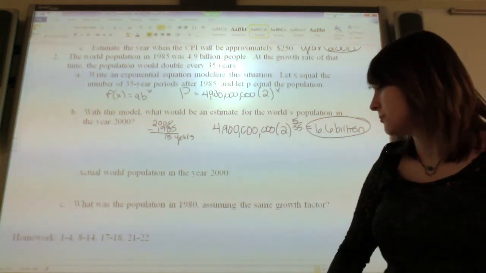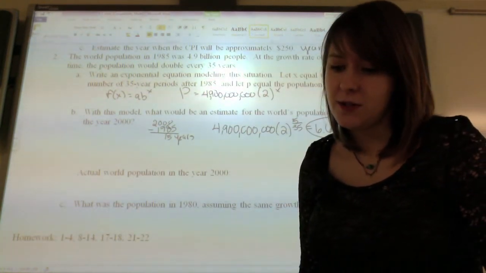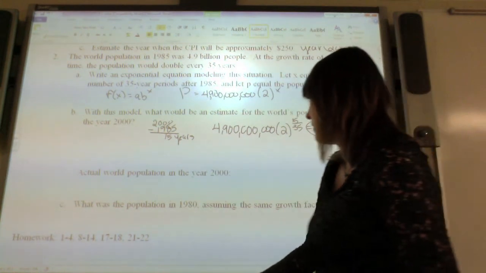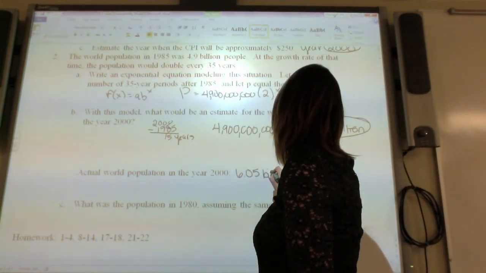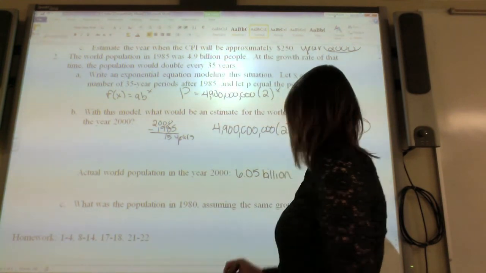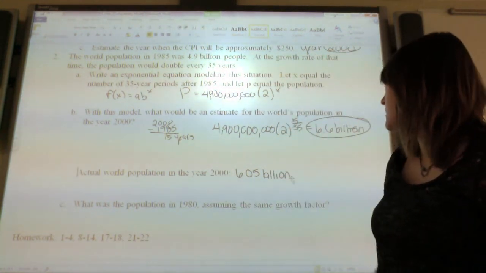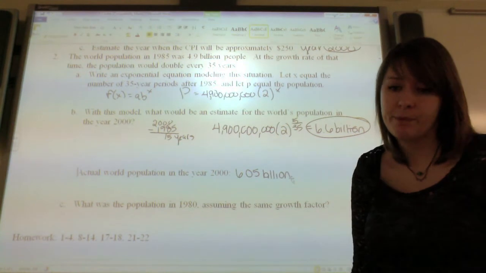So the actual world population in the year 2000 was 6.05 billion. So we can see that that was actually a pretty good estimate.